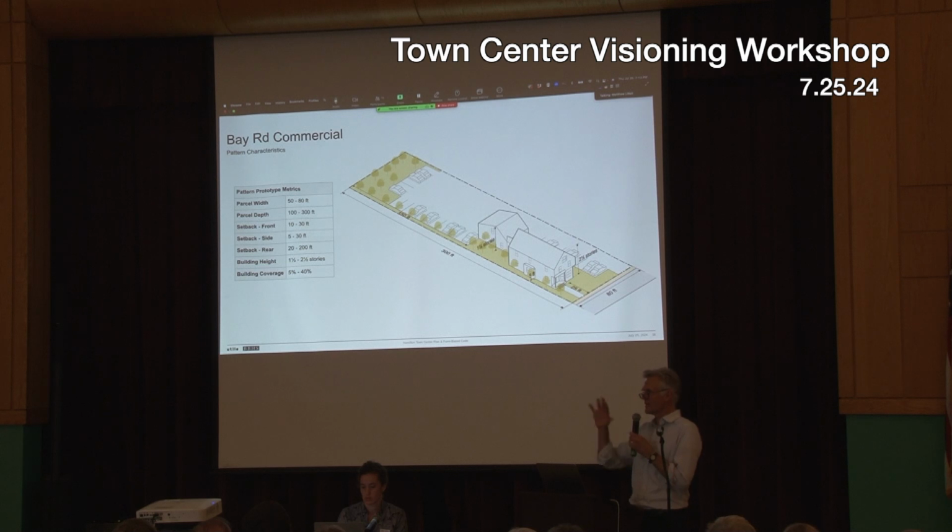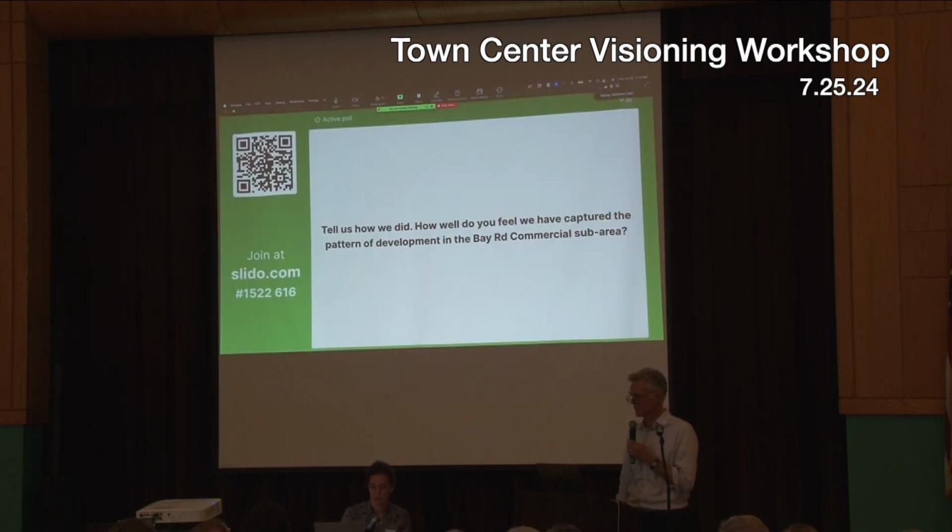Again, this is us collecting data, if you will, to understand what exists, and then to hear feedback from you whether those observations are correct, and also further what kinds of things you may want to see in these locations.